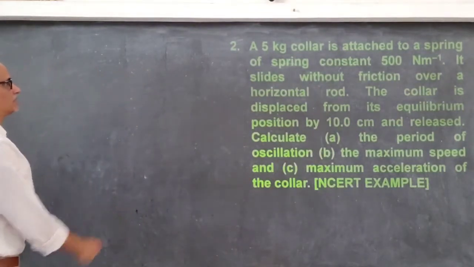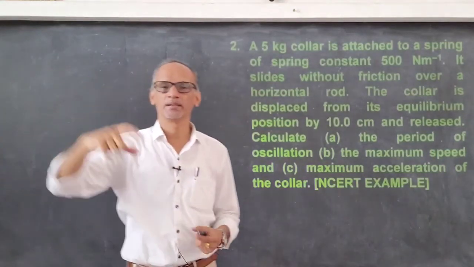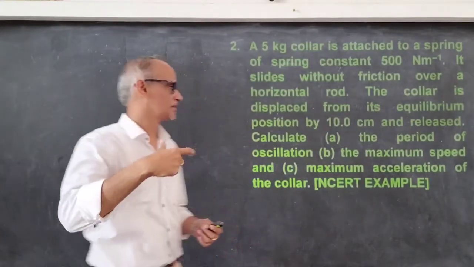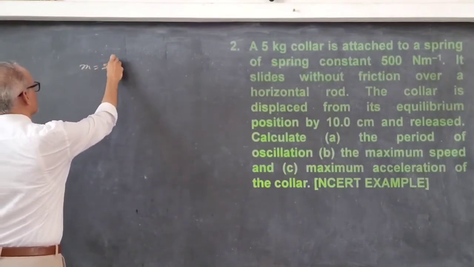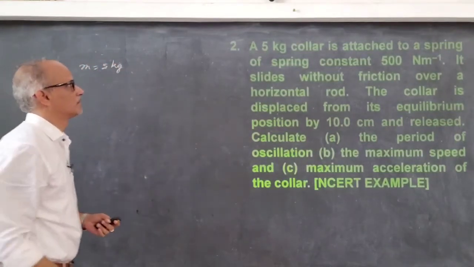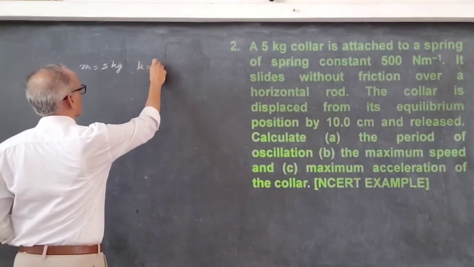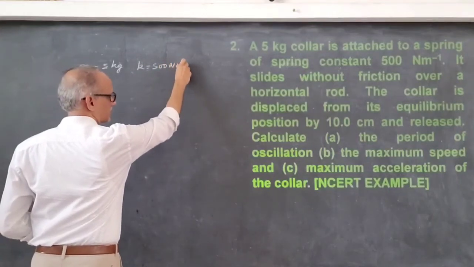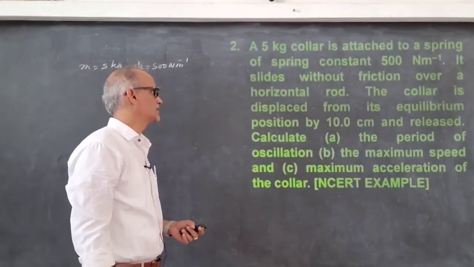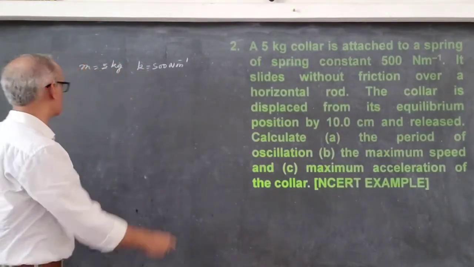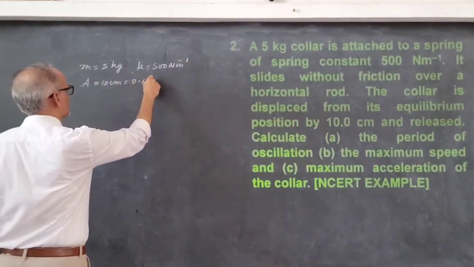Question number 2, a 5 kg collar is attached to a spring. A collar is a metal in the shape of C. So, the mass is given, 5 kg, attached to a spring of spring constant k, 500 Newton per meter. It slides without friction over a horizontal rod. The collar is displaced from its equilibrium position by 10 centimeter. So, same thing, that amplitude is 10 centimeter, which is 0.1 meter.